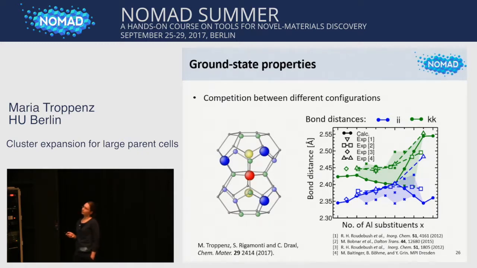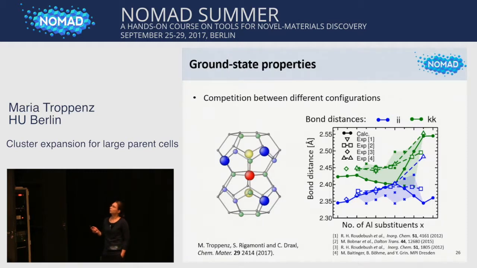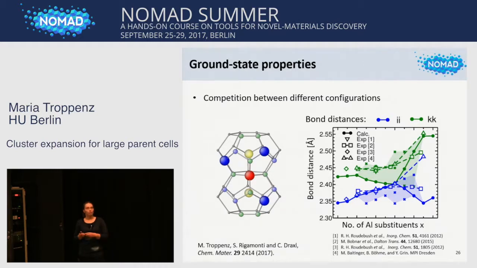This kind of quasi-degenerate states can lead also to quite drastic changes in the structural properties. For instance, if we look at the bond distance, they have a drastic change for the bond distance II and KK. In this plot you see the bond distance versus the aluminum content, and the shaded region shows where these competing energy structures appear. So the ground state has the preferred occupation of the 16I side.